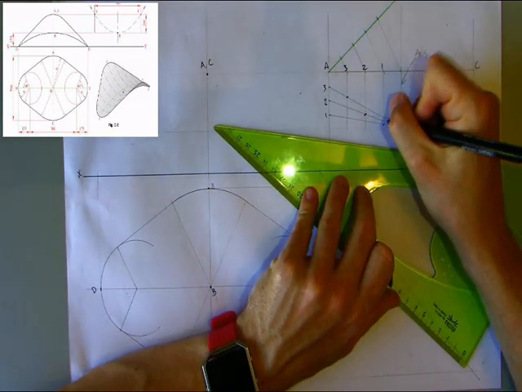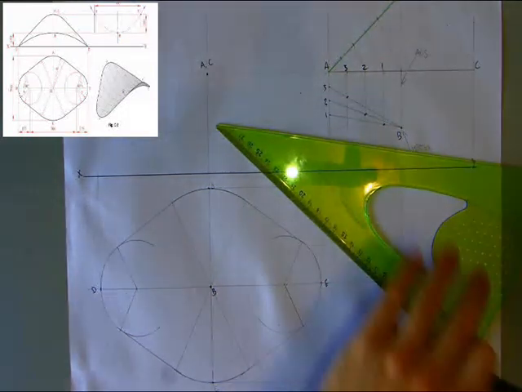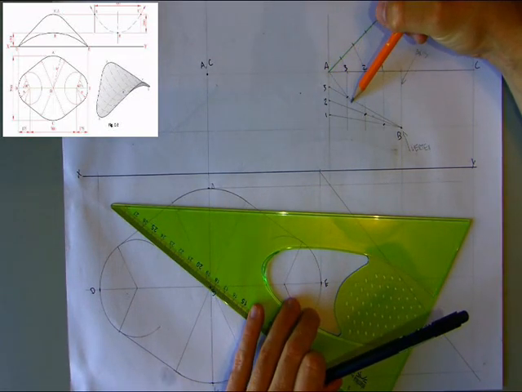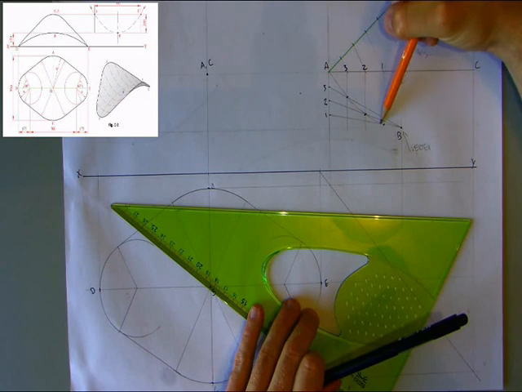They cross there. What I like to do is join them up with a pencil first, just to make sure I'm nice and accurate. And then I can trace over with a pen afterwards.